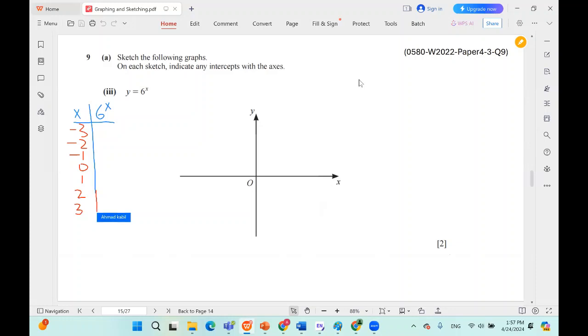So for 0, 6 power 0 is 1. And then this is 6, and then this is 36. And then 6 power 3 is 216. So you can see that the y values are quickly rising up. Now for the negative powers, 6 power -1 would be like 1/6. This would be 1/36. And this would be 1/216, which is a very small decimal. If you try to divide 1 by 216, this is 0.005.